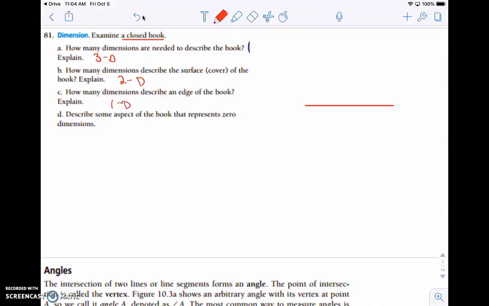And then, how could we describe some aspect of the book that represents 0 dimensions or a point? One way that I think of a single point is if you were to fixate or look at a corner of the cover or corner of a page. Either one of those, if you were to fixate just on the corner of a single page or just on the corner of the book, you would basically be looking at a single point on that book. So that would be a way to describe 0 dimensions when we're looking at a closed book.